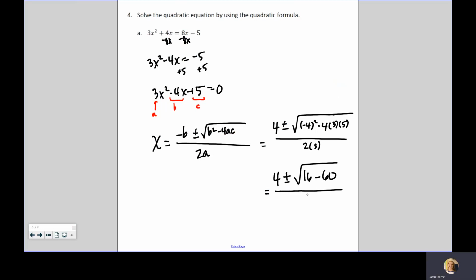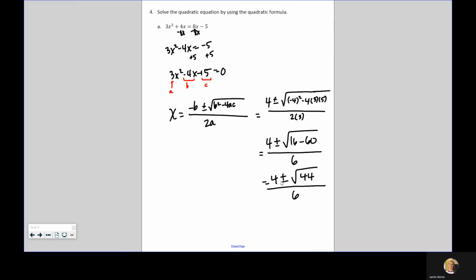2 times 3 is 6. All right, 16 minus 60 is negative 44, all over 6. Let's try to think of some factors of 44, one of which is a perfect square. That would be 4 and 11, right? So that would be 4 plus or minus the square root of 4 times 11, again all over 6.